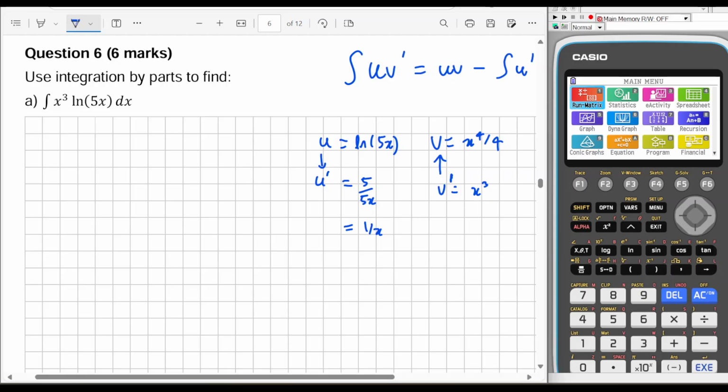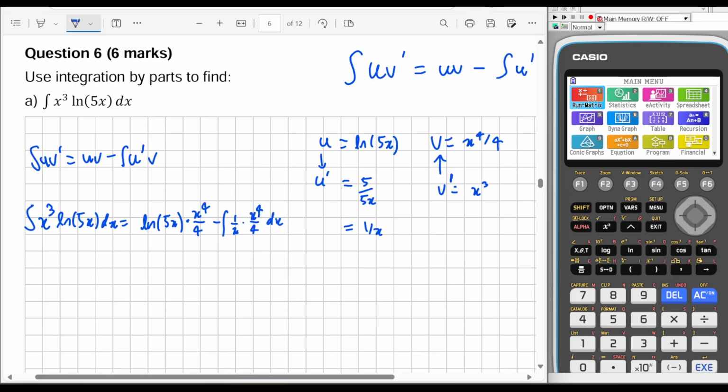So let's see if we can get this. The integral of x cubed log of 5x, well, I might actually start with the integral by parts formula. So the integral of uv dash is uv, take the integral of u dash v. So that is x cubed log of 5x is log of 5x times x to the 4 over 4. So that's the uv bit. And then u dash v. So that's 1 over x times x to the 4 over 4 dx.